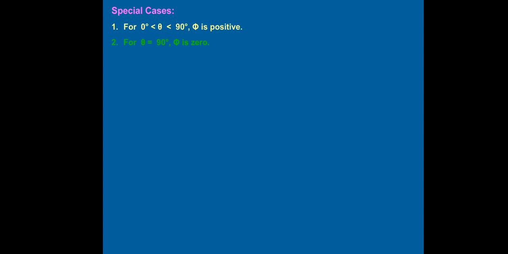For angle equal to 90 degree, phi will be 0. For angle greater than 90 degree but less than 180 degree, this will be negative. So this is the variation of the electric flux from negative to positive.